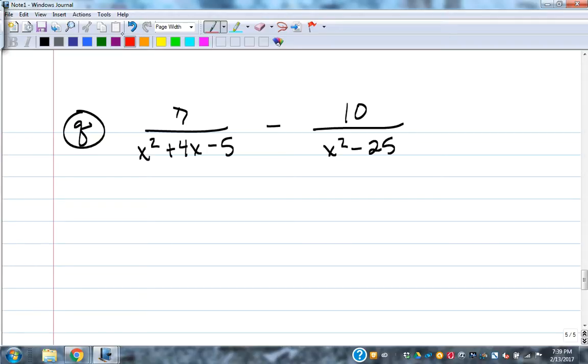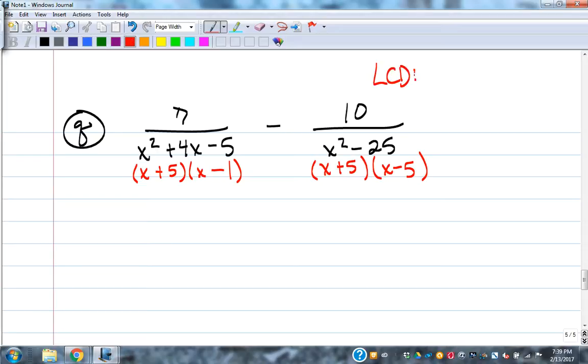So before we could even find the LCD, what do we need to do with the denominators? Factor. And this is where being good at factoring is very helpful. What would the first one factor as? Positive 5, negative 1. Okay. Second one. Good job. That allows us to get the LCD.